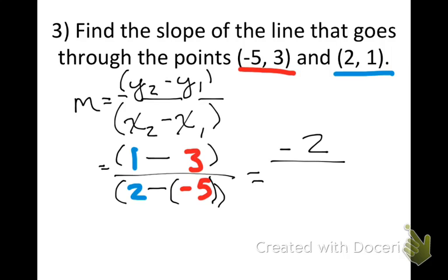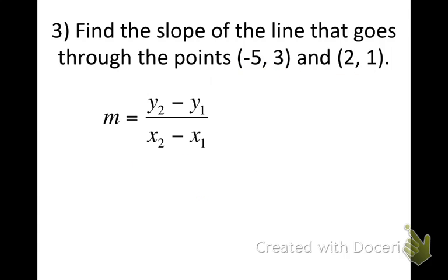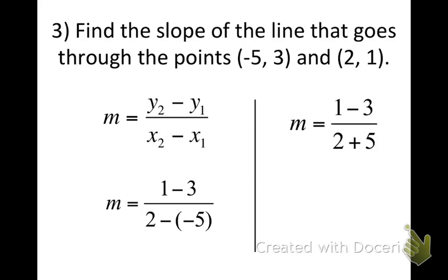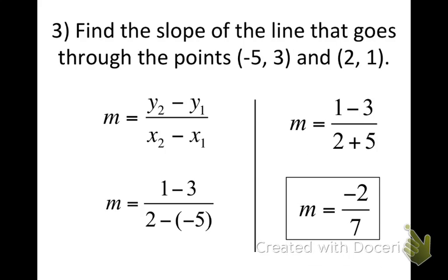2 minus -5, well, 2 minus -5 would be like 2 plus 5, which is 7. We have a value of -2 over 7. -2/7. Now, I'm going to bring up this stuff a little bit cleaner for you so you can read it. So there's the formula. There are those values plugged in. There's the simplification of it. There's our final answer.